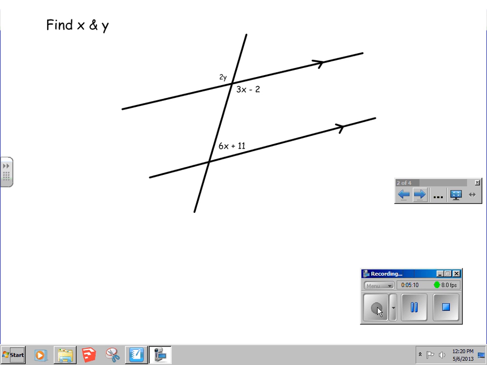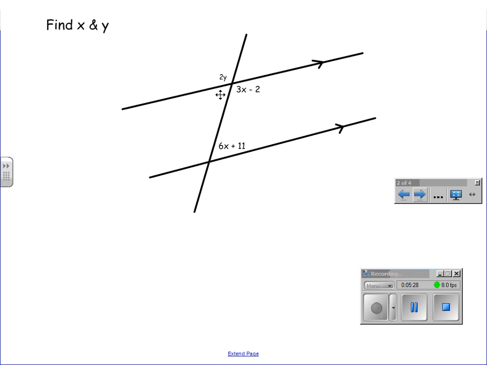So you know that 6x plus 11 is its alternate interior with what's the corner next to 3x minus 2? Here? So yes. Okay. So then you know that 6x plus 11 goes there, and that 6x plus 11 plus 3x minus 2 equals 180. Yeah. So we got one nice little equation, 6x plus 11 plus 3x minus 2 must equal 180.